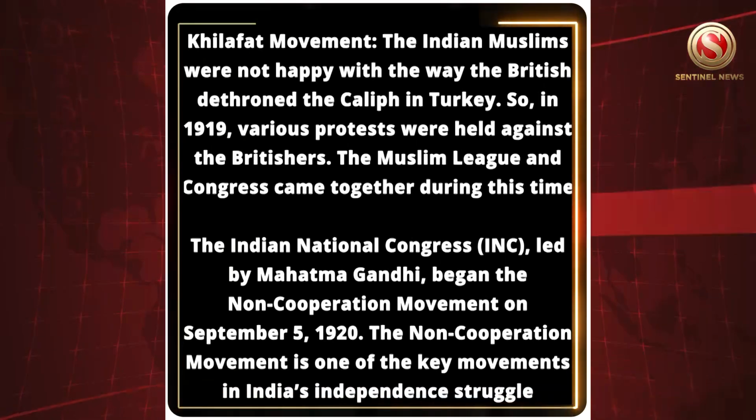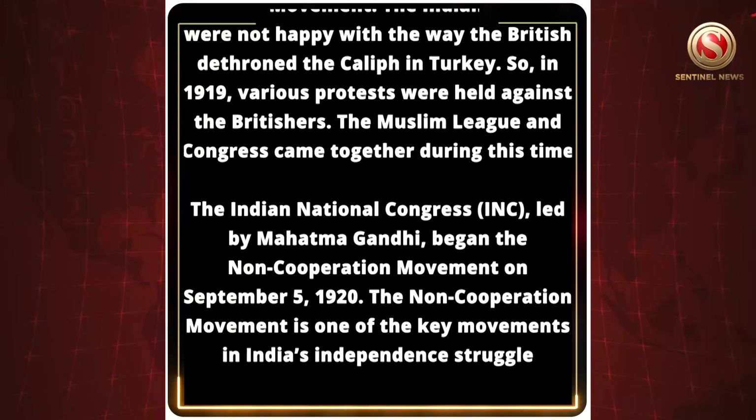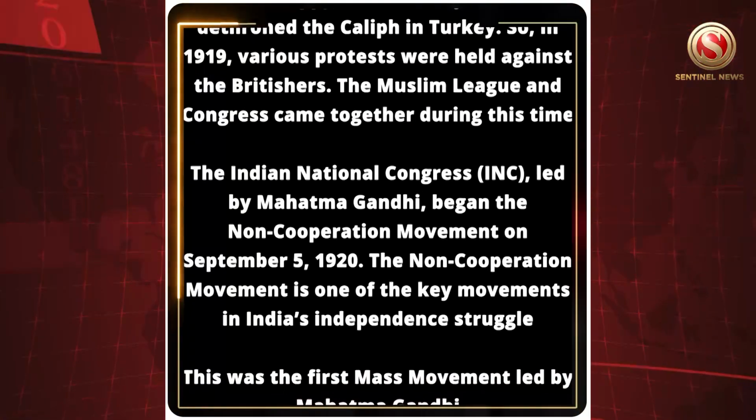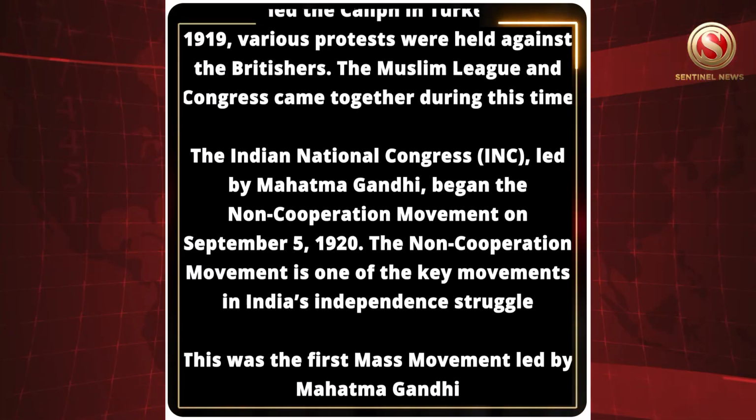The Indian National Congress, led by Mahatma Gandhi, began the non-cooperation movement on September 5, 1920. The non-cooperation movement is one of the key movements in India's independence struggle. This was the first mass movement led by Mahatma Gandhi.